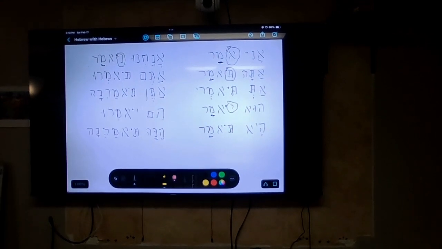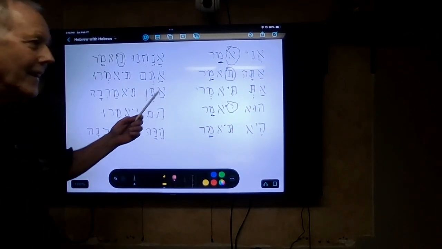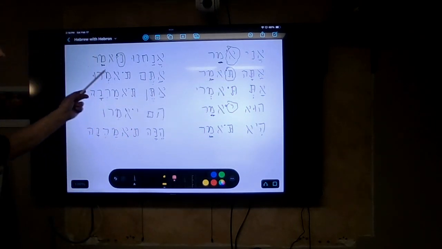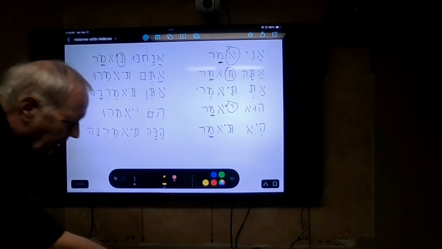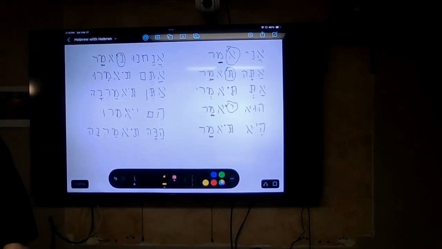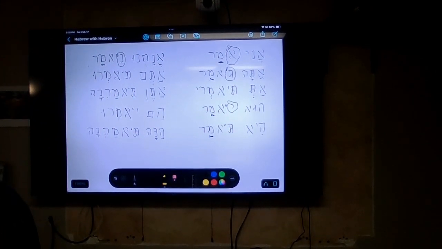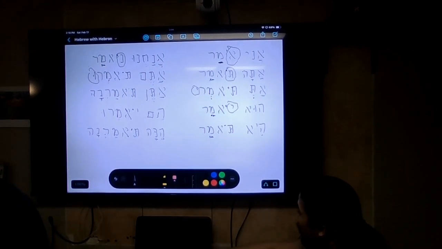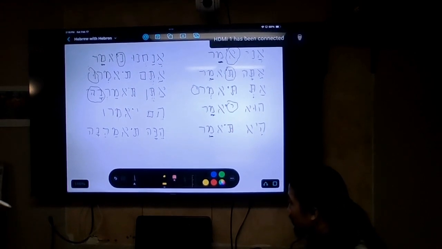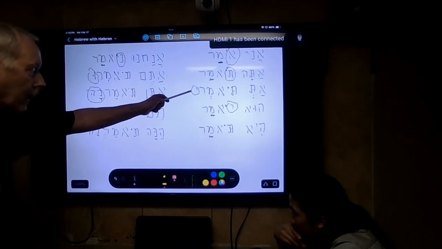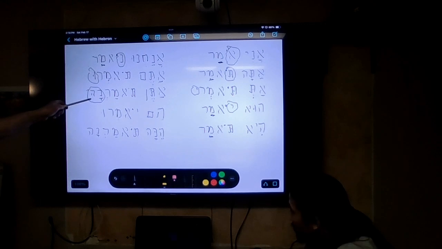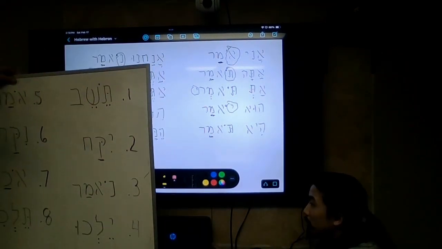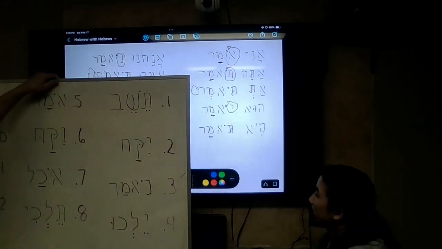We can have an aleph, a tav, a yud, or a nun for the prefix. And for the suffix, we can have a yud, or a u, or a na, and an e, an u, or a na. Okay? What about this one?